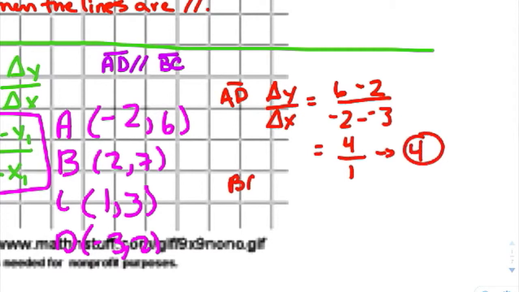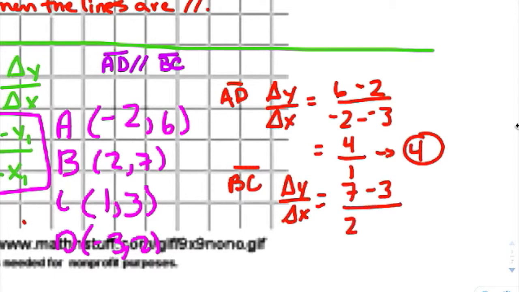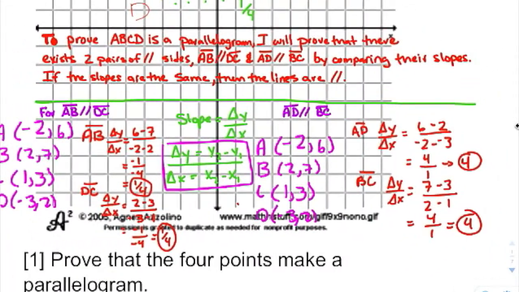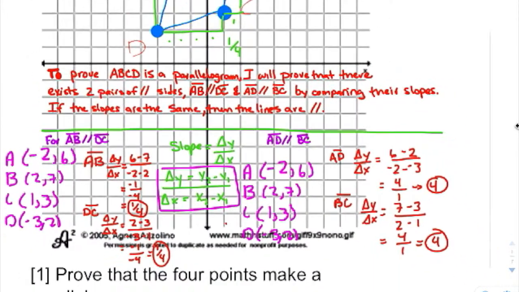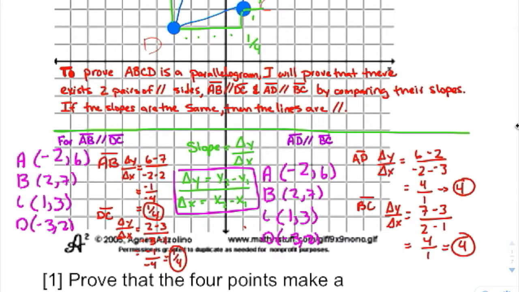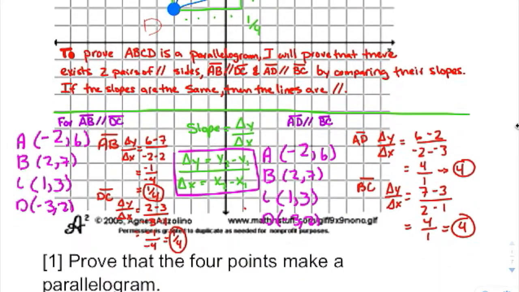Same thing, let's check BC. Delta y over delta x. Okay, from B to C, I'm going from 7 to 3. I'm going from 2 to 1. So 7 minus 3 is 4. 2 minus 1 is 1. That just equals 4. And again, just like before, my statement of intent is pretty clear, so I don't really have to restate why I know they're parallel. But I've definitely met my statement now. I proved both sets of lines are parallel.